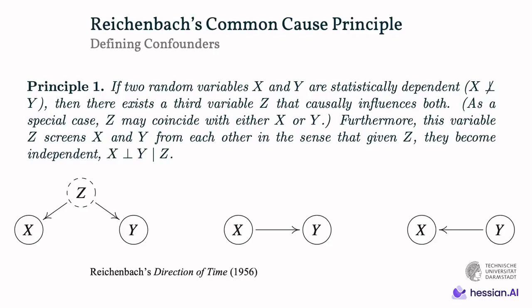A principle that I want to show, again, is related to the confounding that we were talking about. This is Reichenbach's common cause principle, where he defined confounders. The principle just says that if two random variables are statistically dependent, then there has to be a third variable that causally influences both. So this is again the common factor we were talking about. I think it's a very restrictive assumption, maybe, but that's the common cause principle.